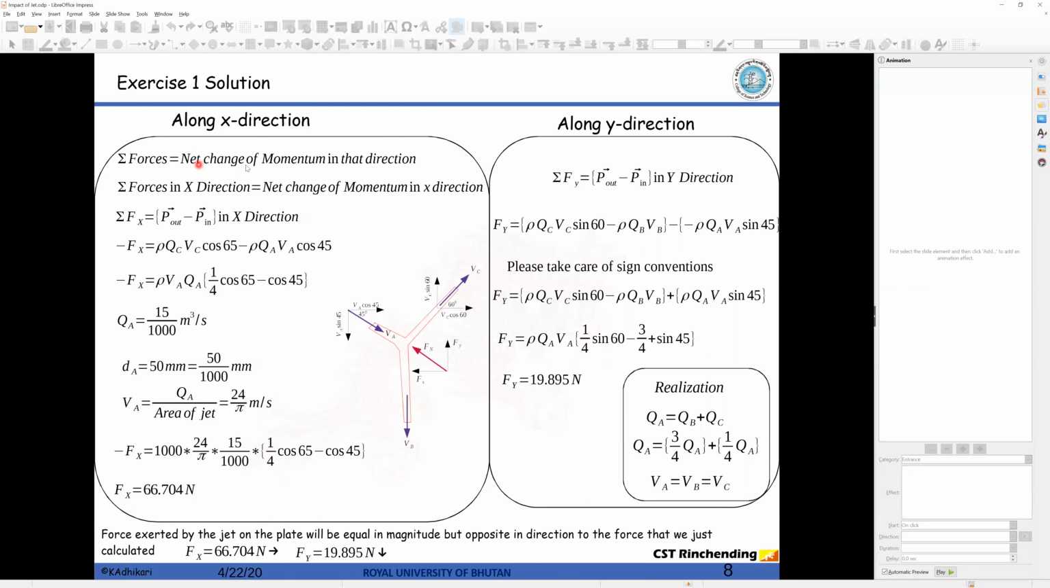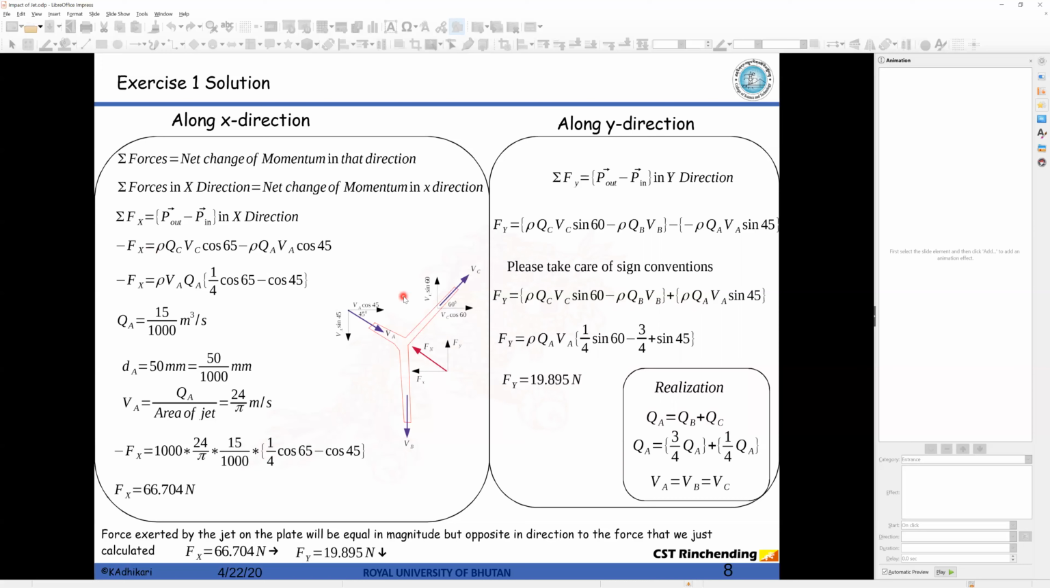So net force is the change of momentum in that direction, which indicates forces in the x direction. There's only one force, that is F of x, equal to the net change of momentum in the x direction. We have already seen that. So force is equal to the momentum flux going out of the control volume minus the momentum flux coming into the control volume. So let's say now here's minus F of x, minus because it is in the negative direction. The sign convention is very important when you analyze vectors. Okay, so minus F of x is equal to what is going out.